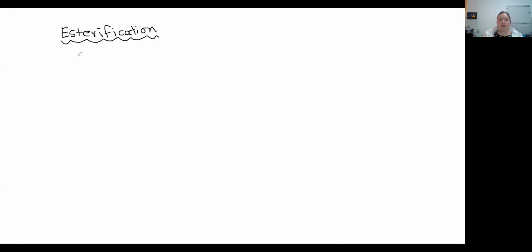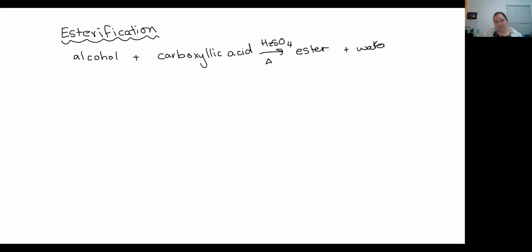Our rule with esterification is that you have an alcohol plus a carboxylic acid in the presence of H2SO4 under reflux, which I show as the symbol triangle showing heat, we will end up producing an ester and water. Please, when you draw out your water, you must draw it out like that.